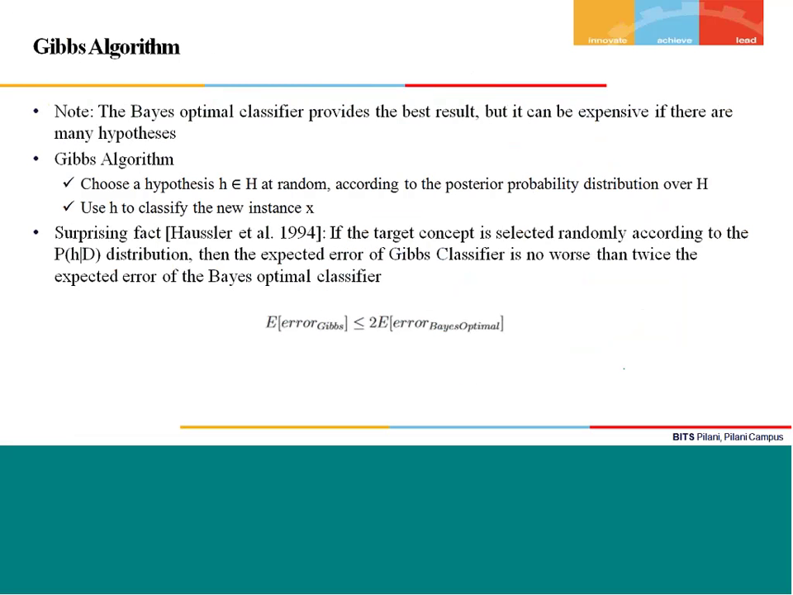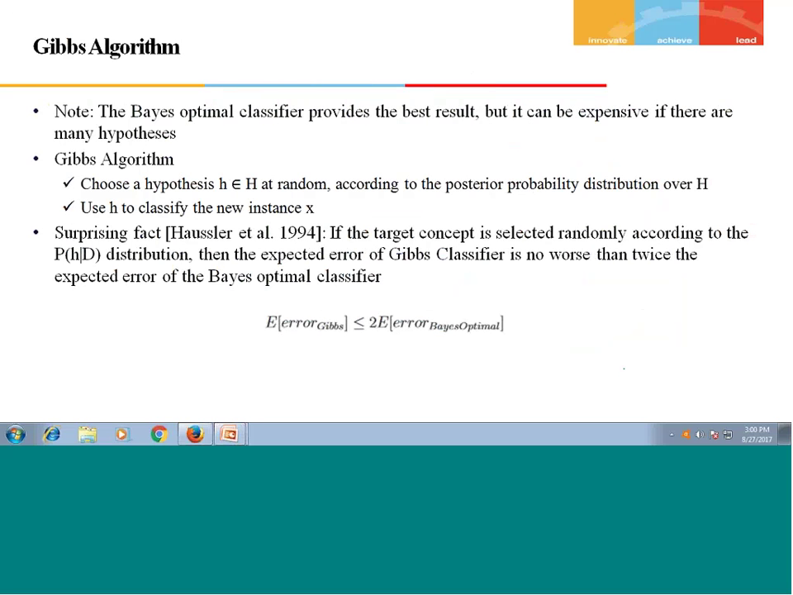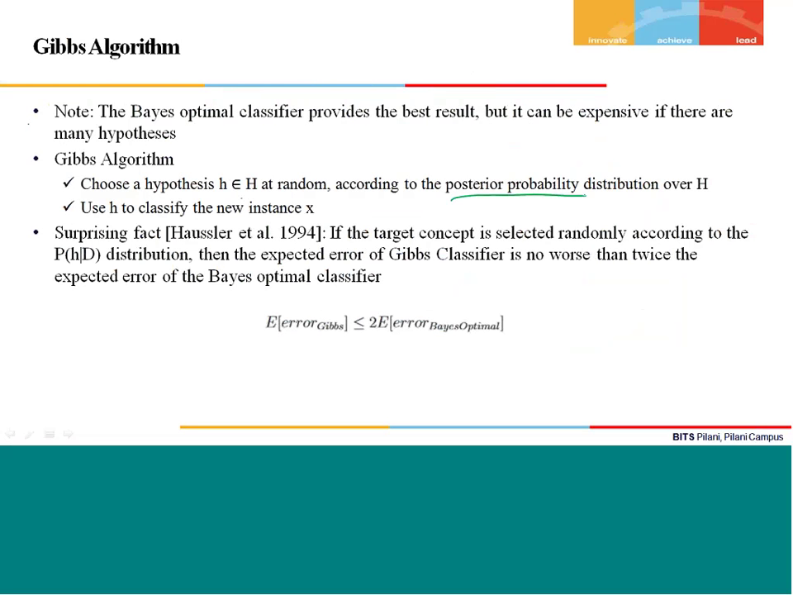What is the Gibbs algorithm? Sometimes the Bayes optimal approach is a very costly thing, so I cannot do it every time. So Gibbs says don't go and consider each hypothesis. Just pick your hypothesis according to the posterior probability distribution over H. What is the posterior distribution over H? In the previous case, it was 0.4 for H1, 0.3 for H2, and 0.3 for H3.